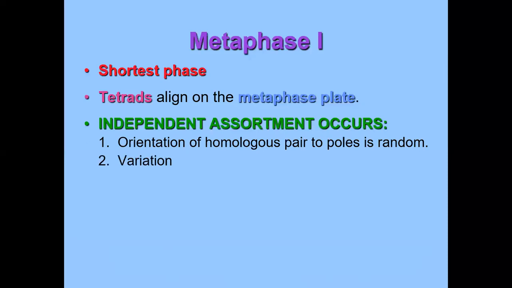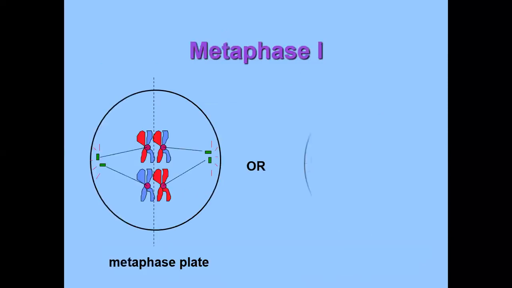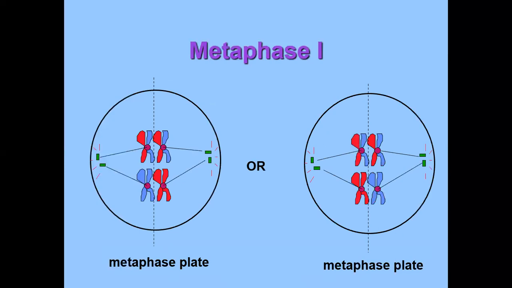And here you can see the orientation of homologous chromosomes to the poles is random, which creates variations, and here you can learn easily. For example, 2n means 4, then n is equal to 2, and it means 4 combinations could take place. In metaphase 1, the cell is visible like this because the chromosomes are aligned at the equator of the cell.